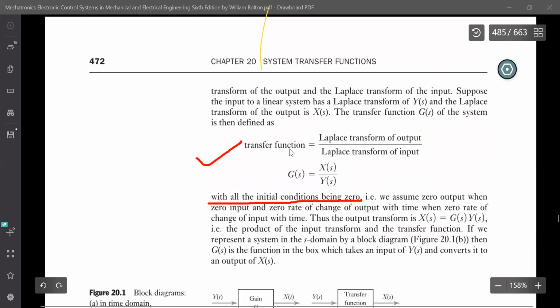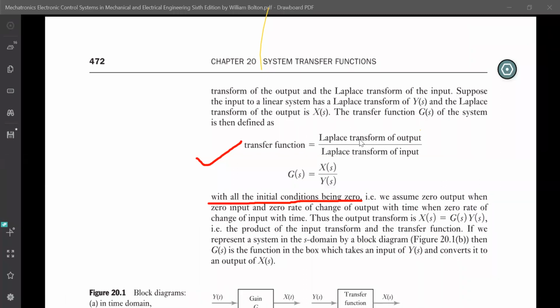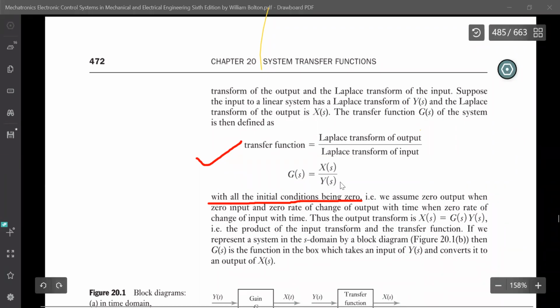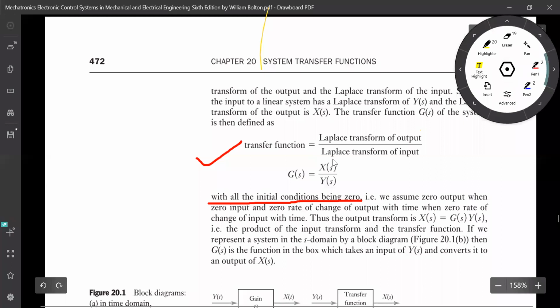So what is the transfer function? It is the Laplace transform of the output upon the Laplace transform of the input. The formula is going to remain the same. The only thing is that we have converted the differential equation into an algebraic equation by following a Laplace transform. So accordingly, the quantities that you are seeing over here have been changed. Earlier they were simple x of t, y of t, and now they are x of s and y of s. Means these are the Laplace functions.